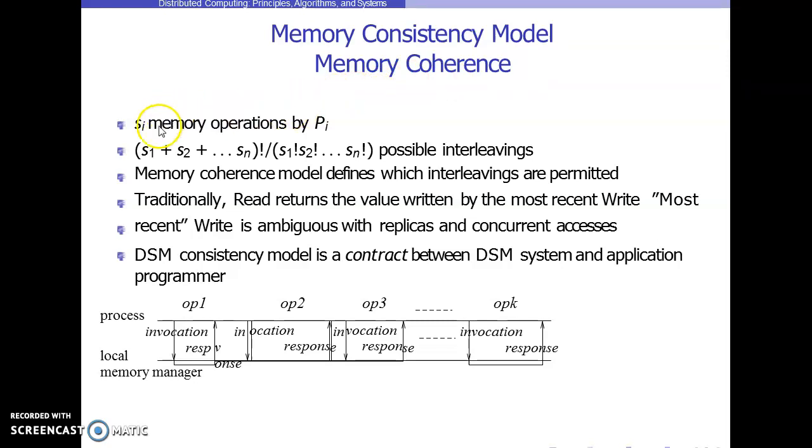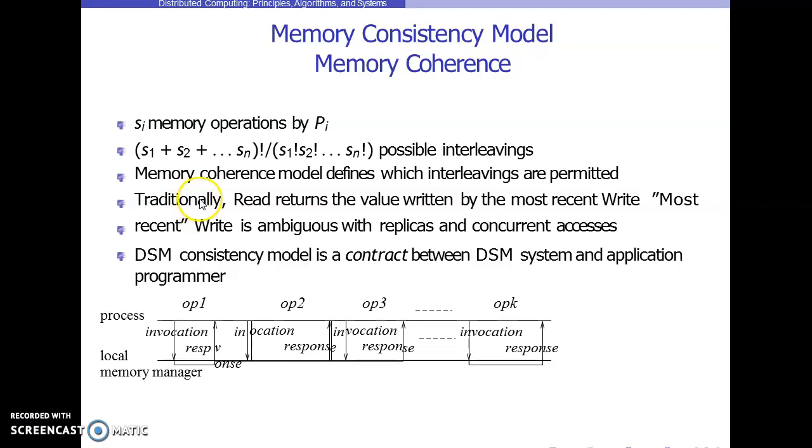Each process Pi issues memory operations Si. The number of possible interleavings of the operations issued by the processes is (S1 + S2 + ... + Sn)! divided by (S1! S2! ... Sn!). It also defines which interleavings are permitted.